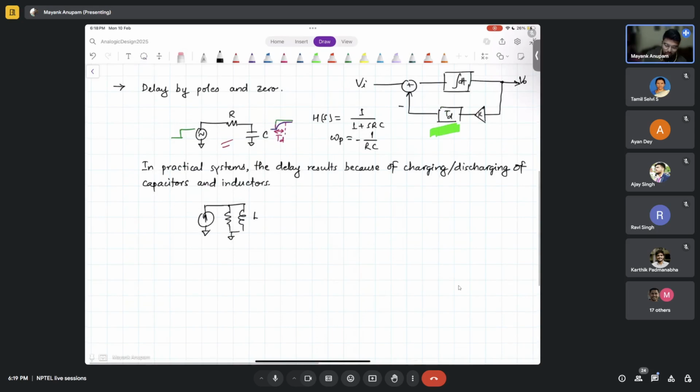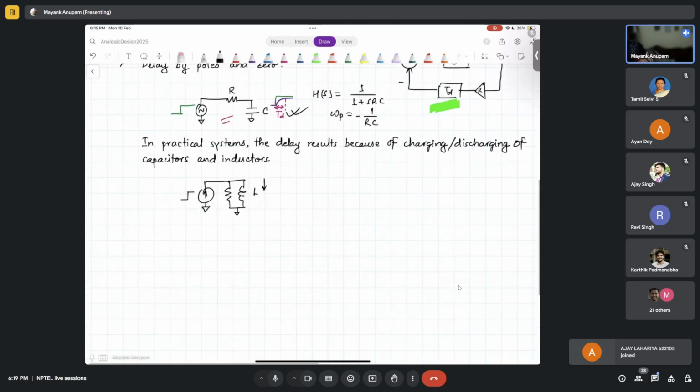Even for this, you will see that the current that will flow in the inductor will have this kind of a profile. Okay, got it? If you give it a unit step here, the current that will flow through the inductor will have this kind of a profile. Fine. Now this is clear. This is not a problem.